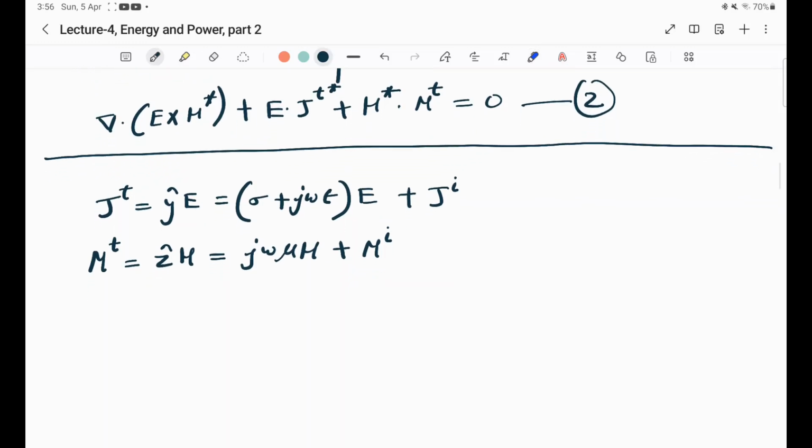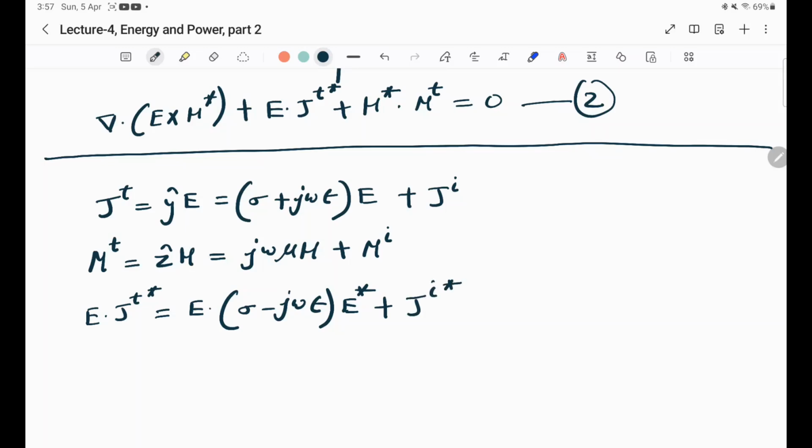So I will multiply E with J total conjugate, which is equal to E times J total conjugate, which is sigma minus j omega epsilon E conjugate plus Ji conjugate. Okay, do you understand this?